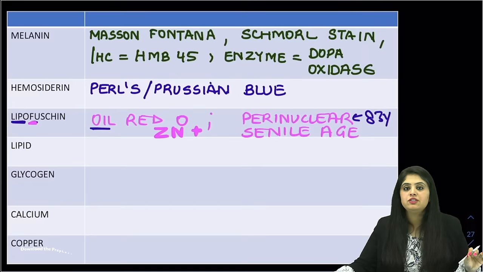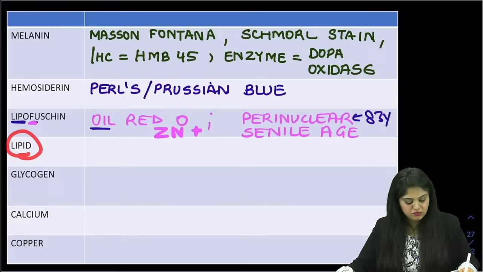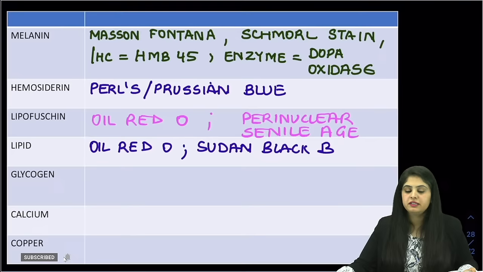Coming to the next, this everyone knows. Lipid, I'm not going to repeat. Very, very simple. Lipid is oil red O and Sudan black B. You've read it a million times. Let's go ahead with it.